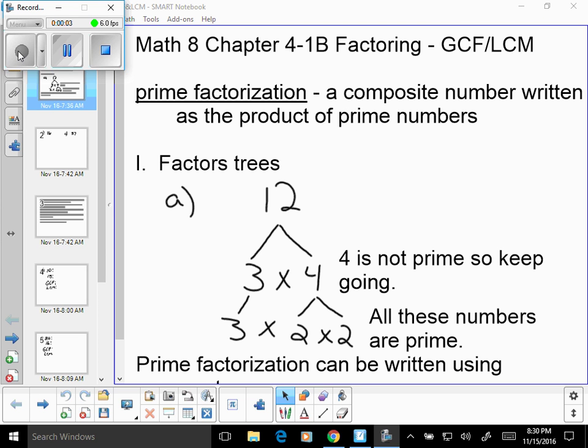Welcome back to our second lesson in Chapter 4. This is Chapter 4.1b. We are going to do factoring, and we are going to find the greatest common factor and the least common multiple, the GCF and the LCM.